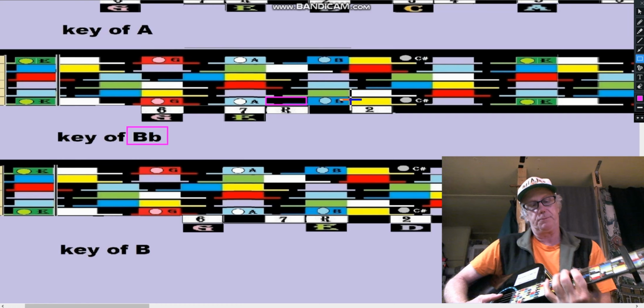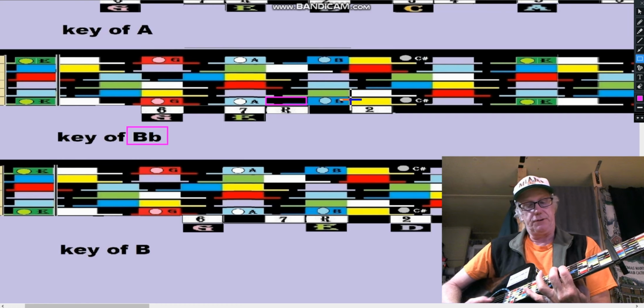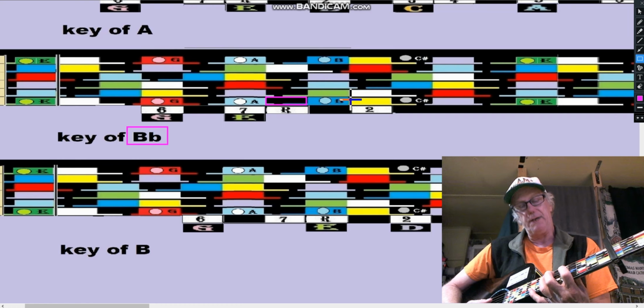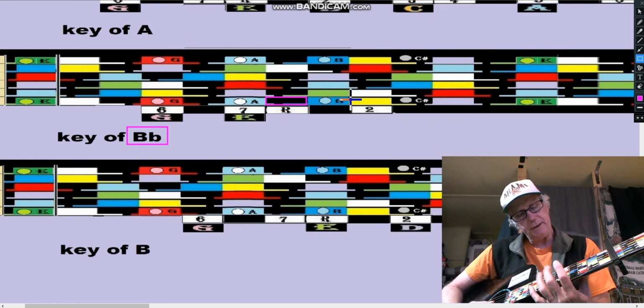So the A dot would be here. If you want a reference point, that shape would be the E shape. Now the E shape goes to the C shape, 3, 4, 5. C shape goes to the G shape, 6, 7 root. Okay, so this shape here, the G shape, 6, 7 root. We're looking at a G chord there.